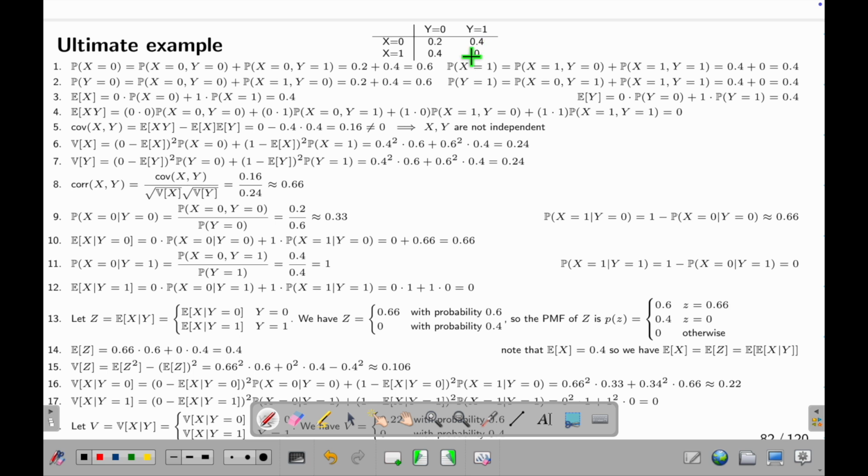What about the chance of seeing x, y have different values? That means not (0,0), not (1,1). Then it's these two boxes added together, 0.8. Okay? What about the chance that x and y are the same? That means x0, y0 or x1, y1. It will be these two boxes added together, that means 0.2. Okay? Then this is the first level.